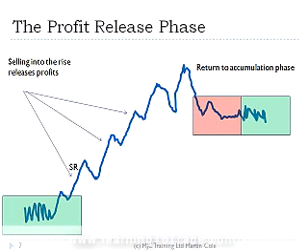Let's bring this right to this end now. What we end up with is the accumulation area, in this case at the bottom, obviously that could be at the top if we were looking at a downward moving market. We then have a selling into the rise to release profits and the dropbacks, which we'll talk about in a second, and then eventually we have a return to the accumulation phase.